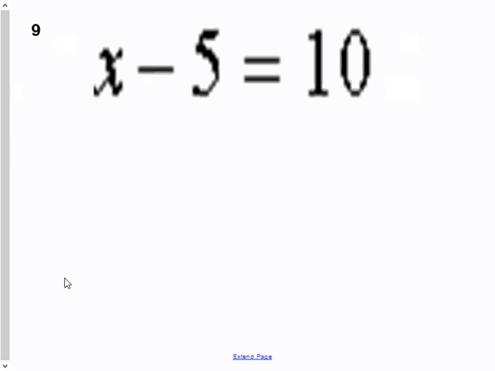Question 9, we start getting into our basic algebra questions. Go ahead and press pause. Remember, opposite operation, you want to do the opposite to one side to get the final answer.